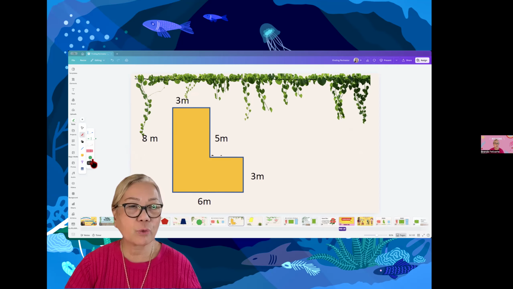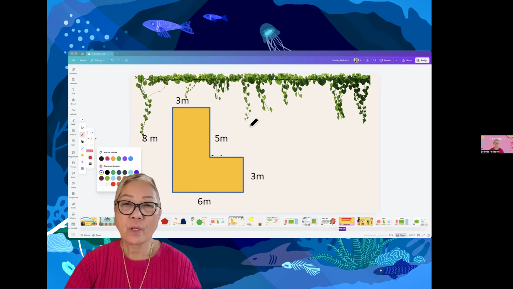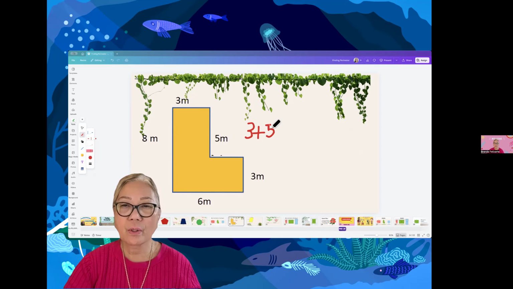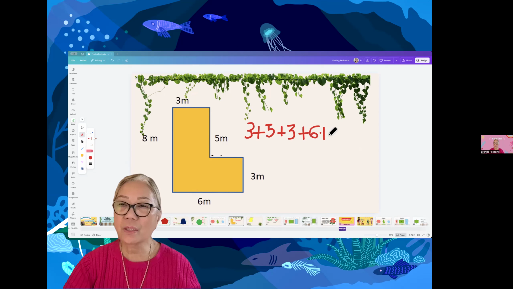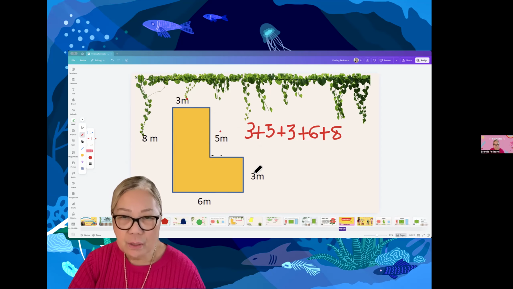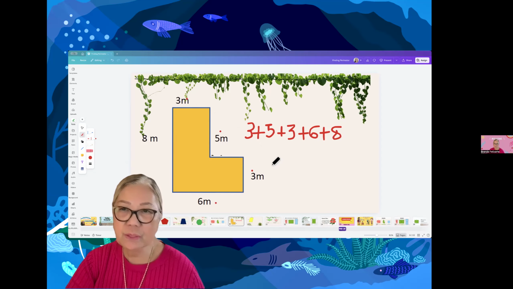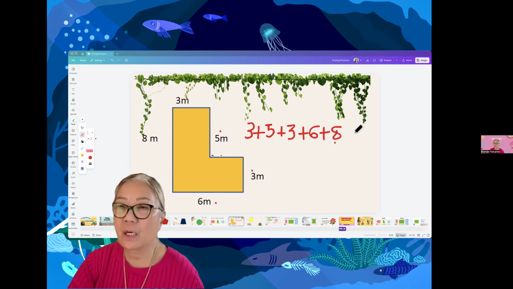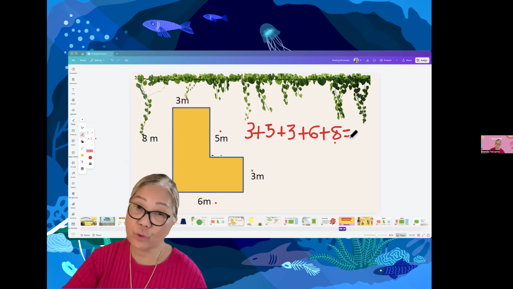All right, we'll go back to red. So you have 3 plus 5 plus 3 plus 6 plus 8. So review. All right, 3 is there, 5 is there, 3 is there, 6 is there, 8 is there. All right, equals, we don't know yet.